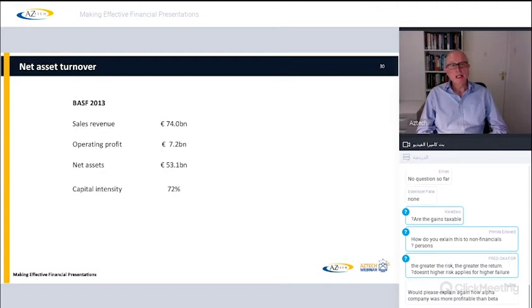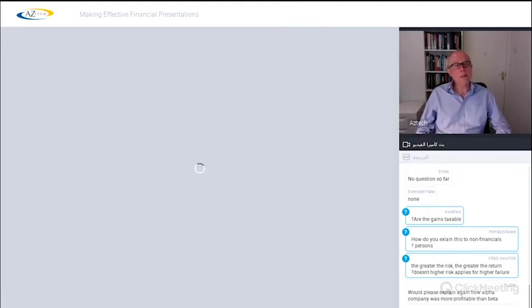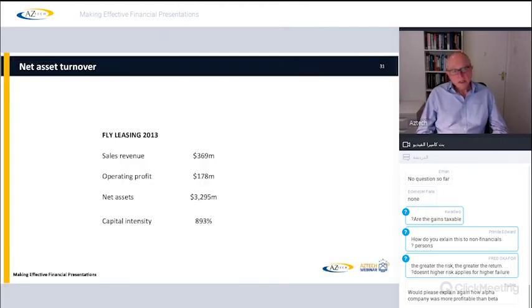How do we explain these things to non-financial people? Well, a good way of illustrating that point to a non-financial person in a presentation would be to say, in the petrochemical industry, to generate €1 of sales revenue, the company had to invest 72 cents, 72% of revenue. What does that look like for the aircraft leasing company? To generate $369 million of leasing revenue, Fly Leasing had to invest just under $3.3 billion. The relationship between those two numbers, the capital intensity, is 893%.